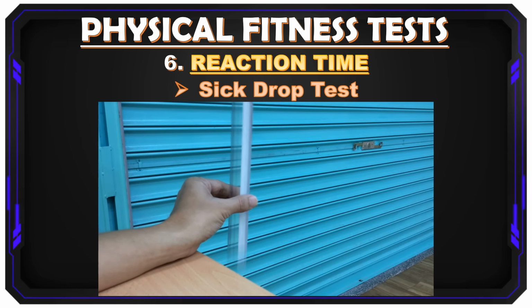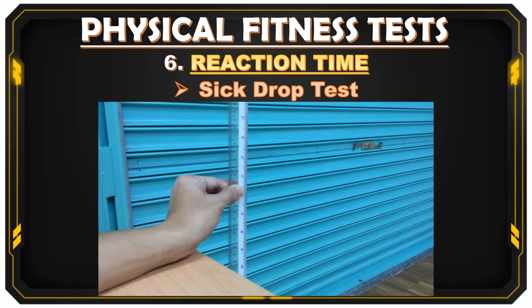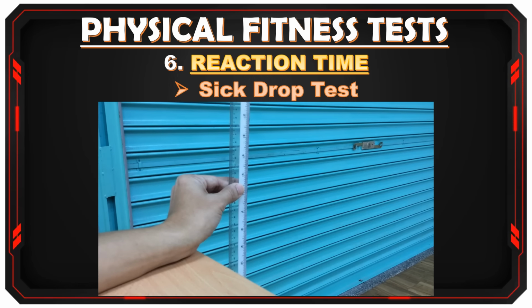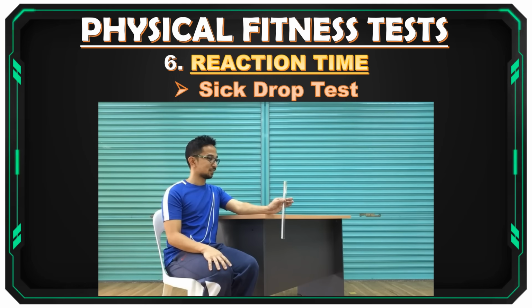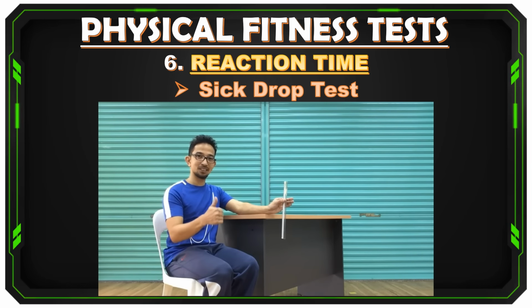Catch the ruler with the thumb and index finger without lifting the elbow from the desk as the partner drops the stick. Hold the stick while the partner reads the measurement. Do this thrice.